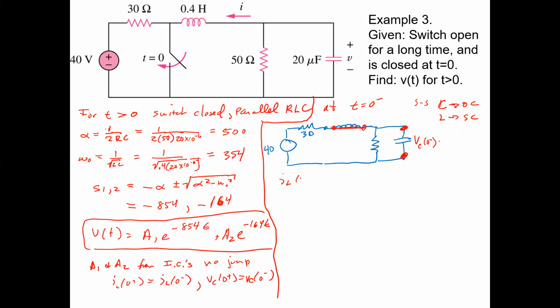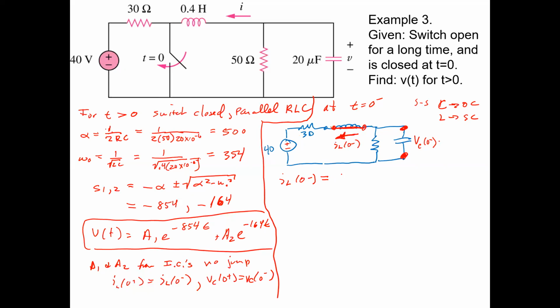So IL of 0 minus is going to equal, oh, now this is tricky because look at the way I is defined. It's going to the left. See that? So actually we don't really need a plus there, but we can just put the IL going this way. IL of 0 minus is flowing to the left there, right? But the voltage source is driving things this way, right? It's going to be going against it.